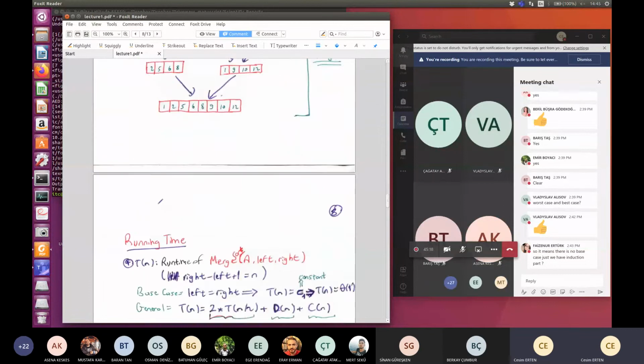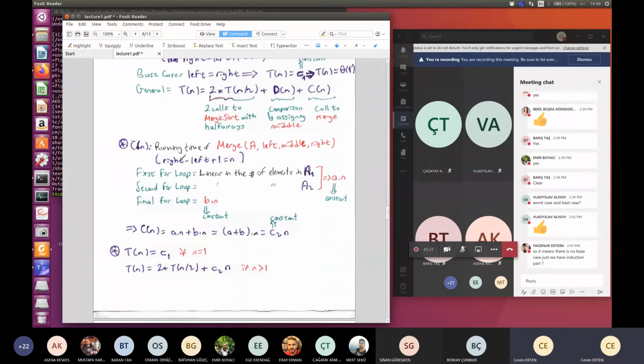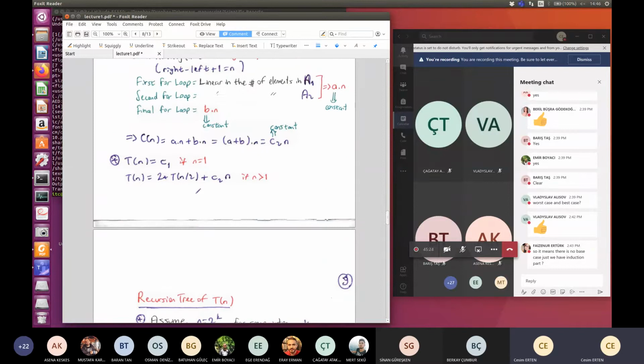Let's see now how we can do that part. So I'm skipping all this part. We have already discussed this part. Now, our T of n is equal to 2 times T of n divided by 2 plus some constant times n. This is the inductive part, and for the base case, T of 1 is equal to 1, for instance.